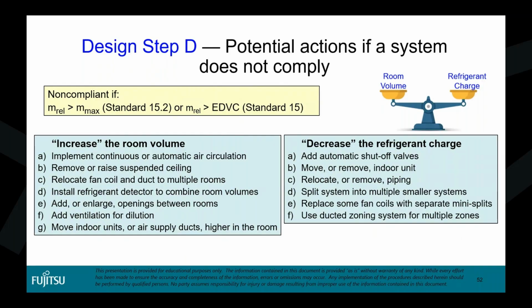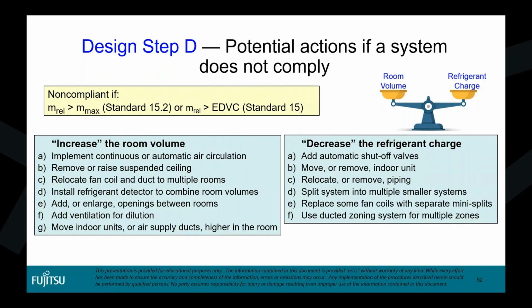Or you can move indoor units or supply ducts higher in the room. Then the height is going to be higher, that number is going to be higher, and you're going to allow more refrigerant. You can also decrease the refrigerant charge. Put in those shut-off valves. That's going to decrease how much can leak. You can move or perhaps even remove an indoor unit. Move some piping. Good to do.